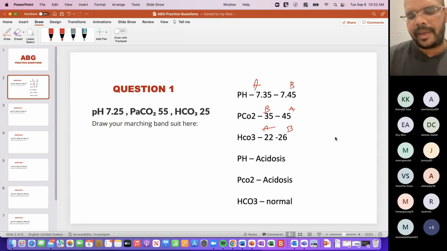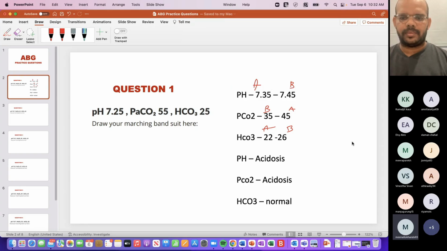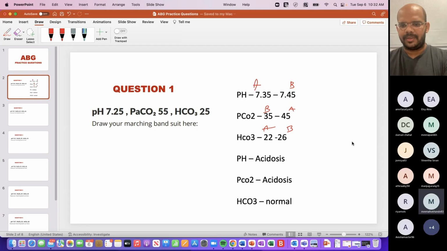Now you have to find out what type of compensatory mechanism this is. The pH is not normal. So what did I tell you? It is uncompensated. Very good. It's uncompensated because the bicarb, your kidney, is not helping. That is why your kidney is staying in the normal range.